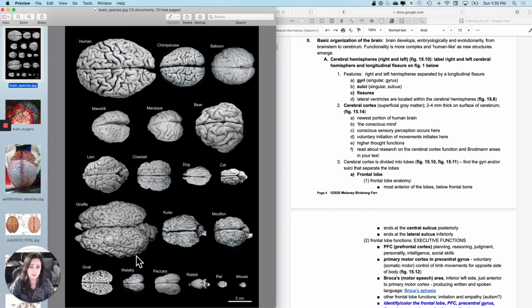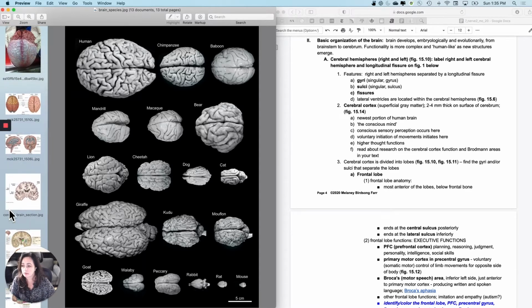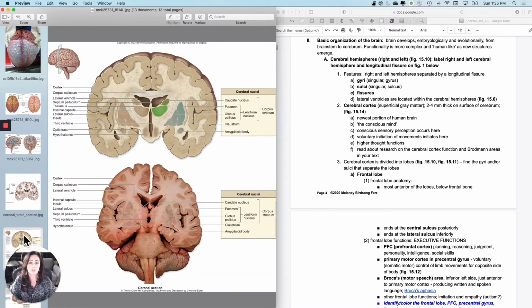Okay, so what's going on in the cerebral cortex? Let's talk about what's going on in the cerebral cortex. So in the cerebral cortex, big picture understanding, this is the most superficial gray matter. It's 2 to 4 millimeters thick. It's on the superficial surface of the cerebrum. It is the newest portion of the human brain. It is where consciousness exists.